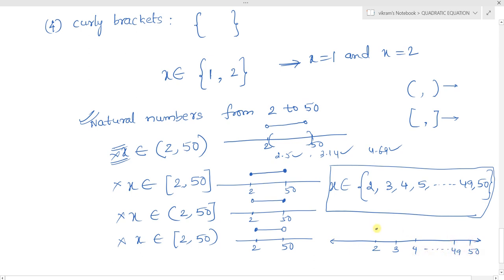These values are included in the solution, meaning at 2 there is a dot, at 3 there is a dot, and so on. Those particular values are included, but anything less than or greater than 2 is not. That means 1.99999 is not in our solution, and similarly 2.00001 is not in our solution. Only 2, 3, 4 are represented. Particular values are represented with curly braces. I think now you understand how to represent intervals using braces. Let's consider a few examples.